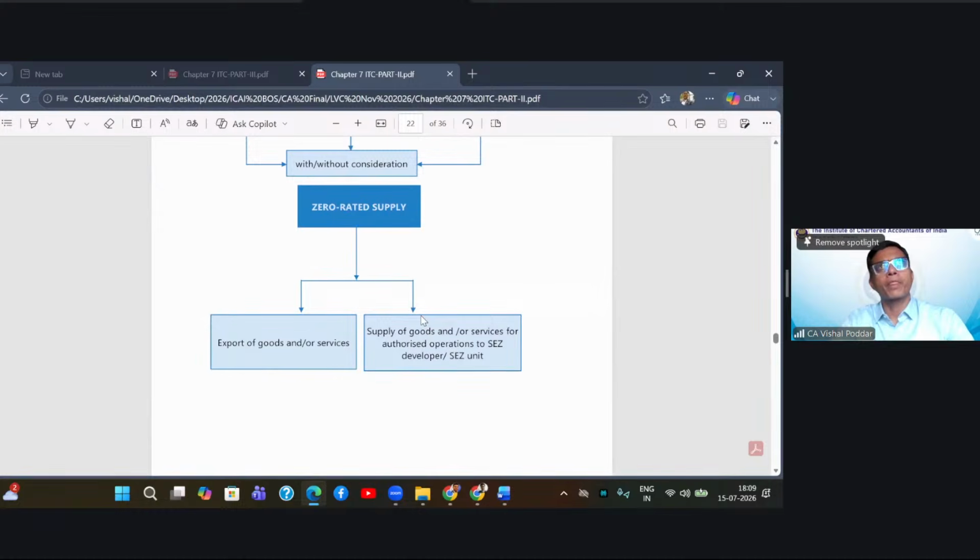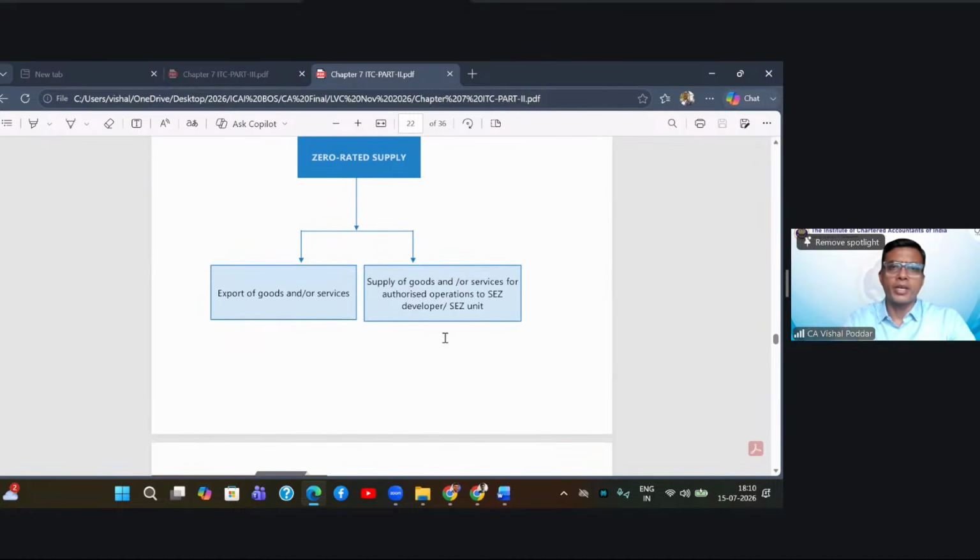Zero rated supply. Now, students, make a note of this, that nil rate and zero rate are two different concepts. Nil rate is where the rate schedule has given the rate as nil. Zero rated supply is where your rate schedule has given some rate, but since you have exported those goods or services, or you have supplied them for authorized operations to an SEZ developer or SEZ unit, hence those are treated as zero rated. So zero rating does not mean that the rate is zero. Zero rating is a special status given to these two types of supplies so that you can later on claim refund.